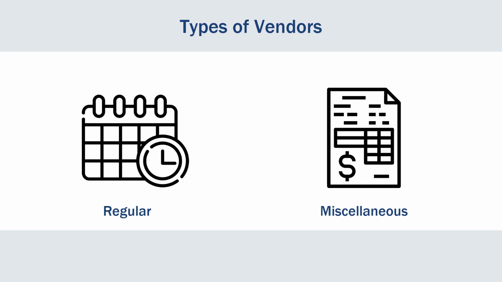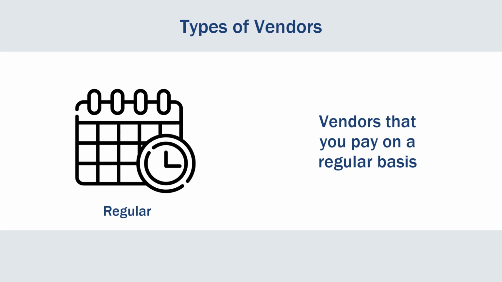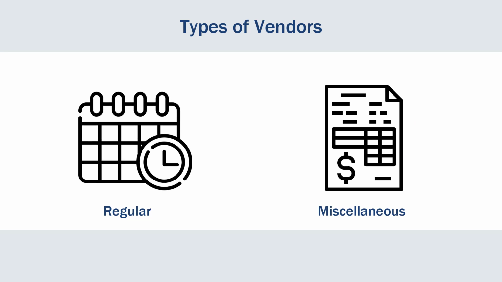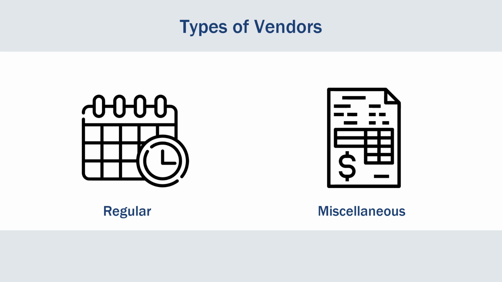Typically, there are two types of vendors. Vendors you pay regularly, such as the county clerk or your local office supply company. You can optionally track 1099 reporting information for these vendors. And there's miscellaneous vendors that are used for one-time payables and don't necessarily need to have information stored for future filing. We'll take a look at how each type is set up in the software.